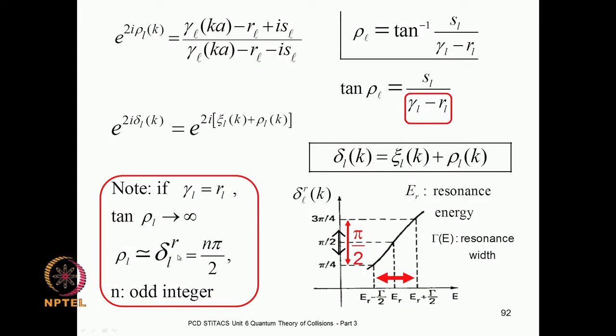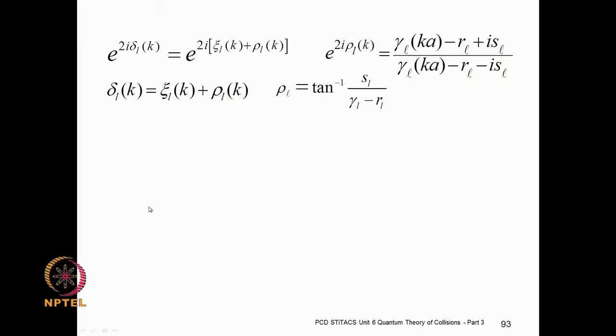Okay. Now, at the resonance, this is the tangent of the second part of the phase shift other than the hard sphere component, right? So, see what happens as gamma L becomes equal to RL. The tangent blows up, okay? The tangent of rho shoots up to infinity, and the angle rho itself will be like pi by 2 or 3 pi by 2 or 5 pi by 2 and so on. So, that is the kind of angular dependence that you get.